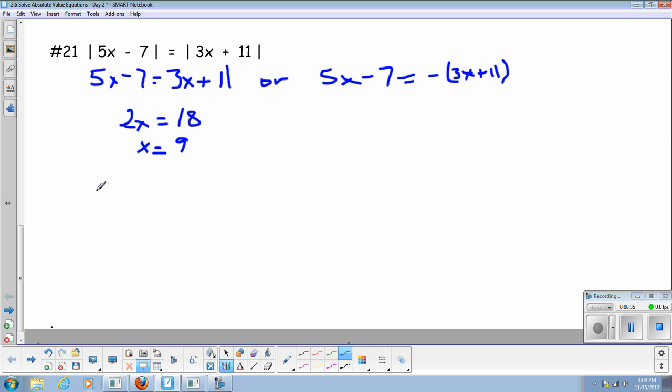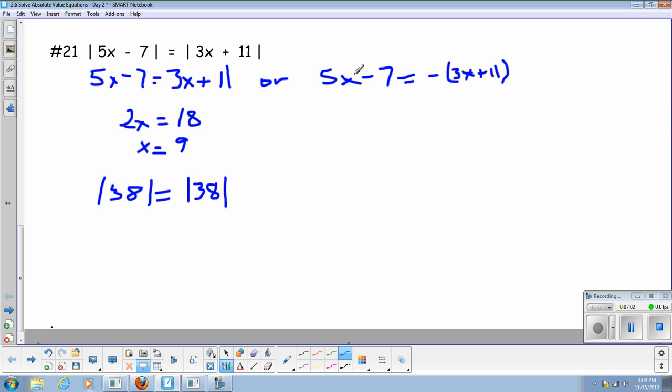When I check that solution, 9 times 5, 45. 45 minus 7 is 38. So the left side of this has an absolute value of 38. The right side of the equation, 3 times 9 is 27. 27 plus 11 gives me an absolute value of 38. So I get the same absolute value there. That means 9 is the solution that works.